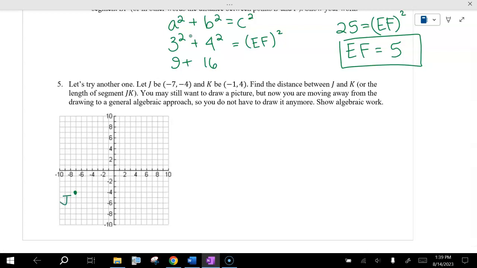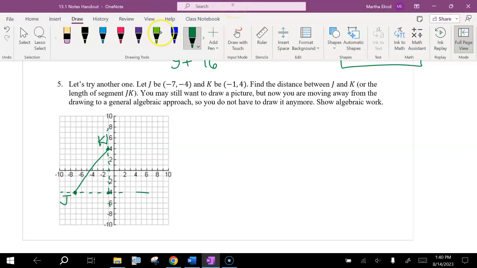And they tell us that point K is (-1, 4). So that's K. So we're trying to find the length here. And it says we can draw a picture if we want to draw our horizontal and vertical lines. We could count the squares and get these distances to this point and use the Pythagorean theorem to figure this out.